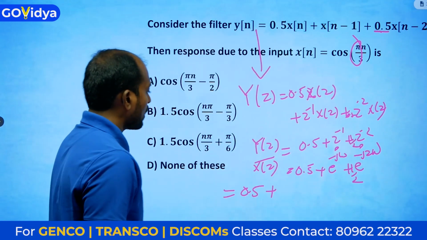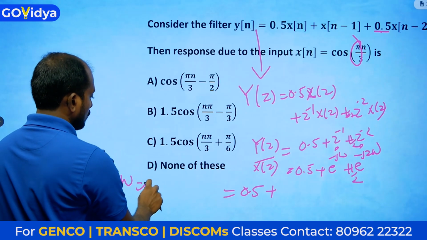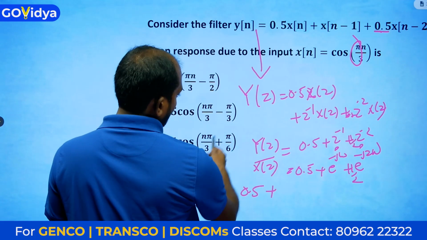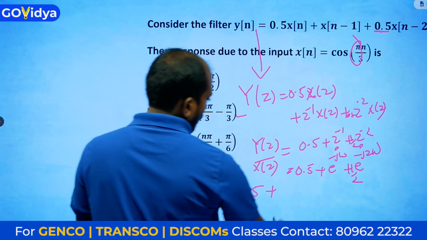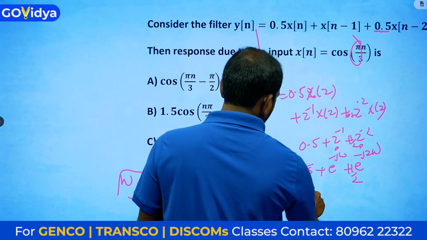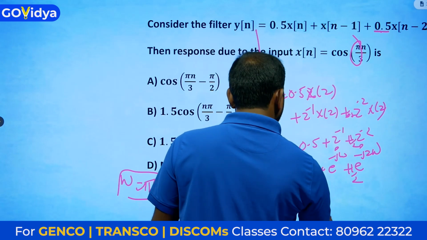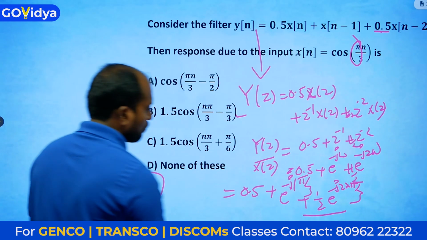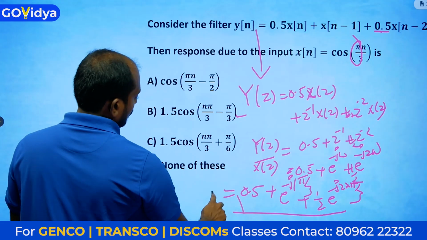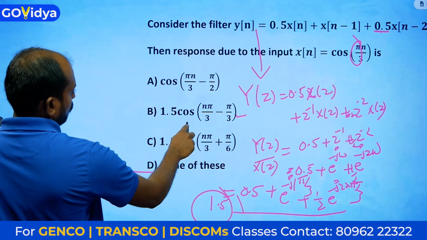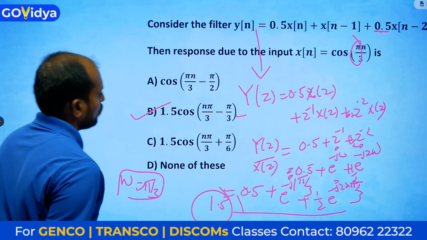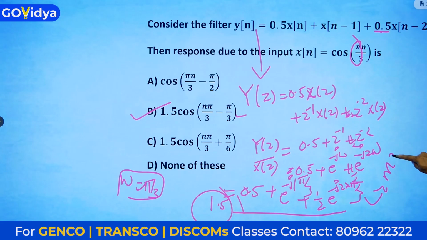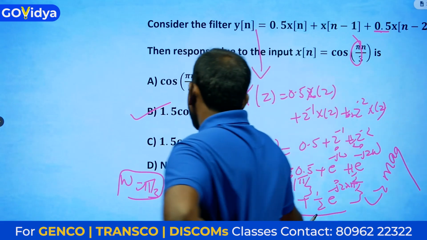Just put omega equal to pi by 3 in the above equation. If you put omega equal to pi by 3, you will get the signal shifted by pi by 3: 1 by 2 plus e power minus j into omega equal to pi by 3 plus 1 by 2 e power minus j into 2 into omega equal to pi by 3. If you solve this for magnitude, what is the magnitude you will get? It is nothing but 1.5. So the output is 1.5 into cos of n pi by 3 minus pi by 3. So option B is the correct answer. Find the magnitude and you will get the answer. Okay, let's go for the next question.